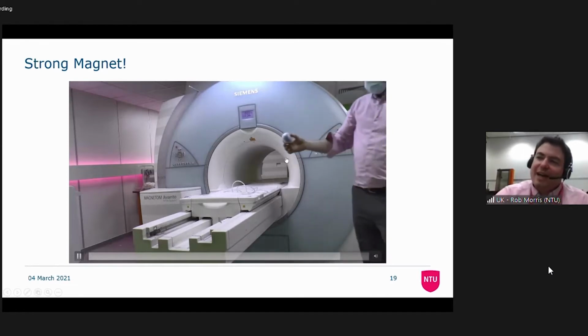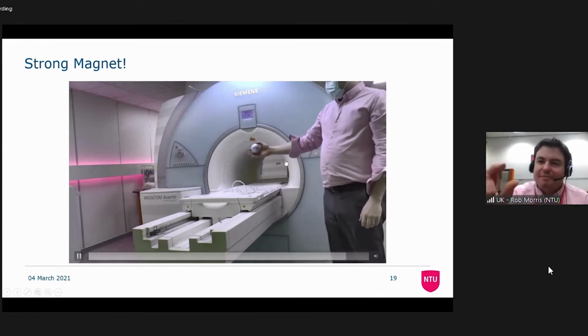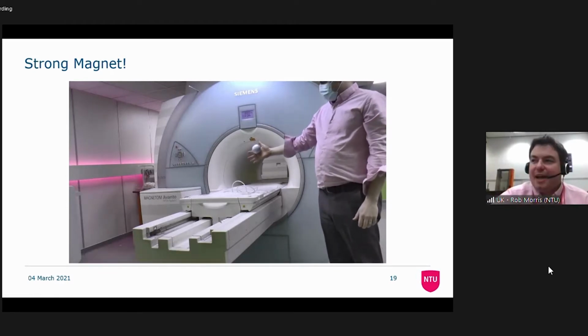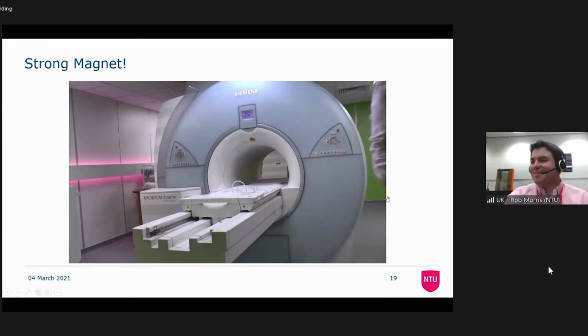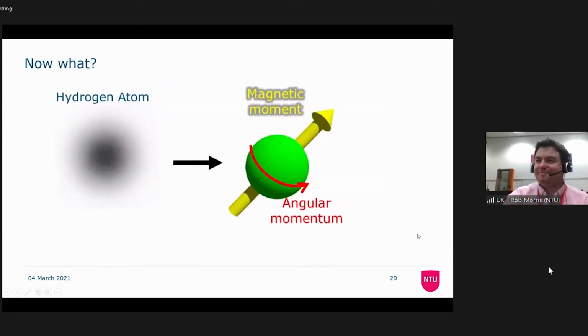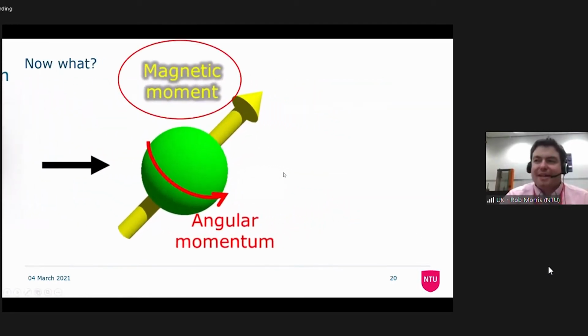So this is 1.5 Tesla. This was a bigger washer, like, there's my camera, like this. And it really will pull it out of your hand very quickly. Okie dokie. So we've got now our big magnet. So what are we going to do with it? We're going to start off by exploiting one of our properties, which is the magnetic moment of our protons.